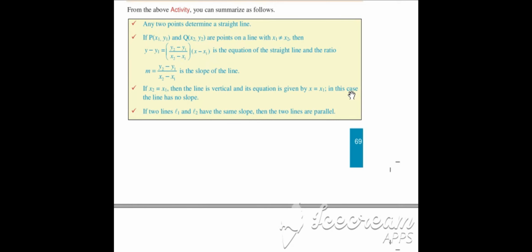If two lines L1 and L2 have the same slope, then the two lines are parallel.